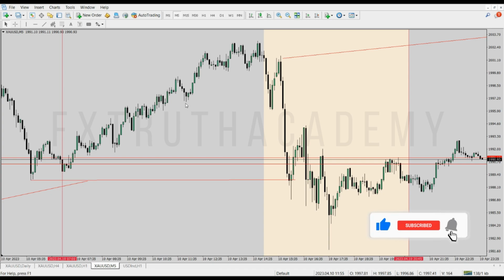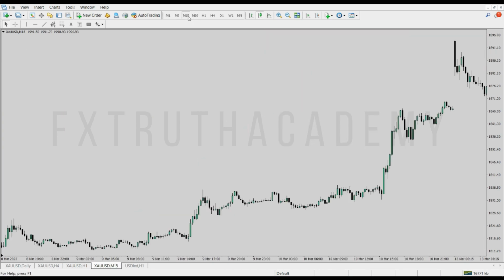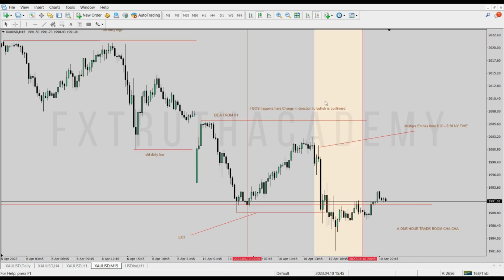So I waited for price to drop. Price dropped and took out this high. So I waited for price to reverse. And if I go back to the 15 minutes, not 30 minutes, 15 minutes right there, you can see I wrote here multiple entries from 8 o'clock to 8:30 New York time. So from this 8 o'clock right here, 8:15, 8:30 right there, this was where I had my entries, because we had a price delivery suggesting that the momentum is going to sell, and we were looking to exit at this particular low right here.